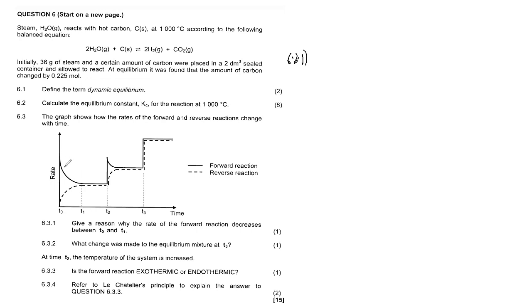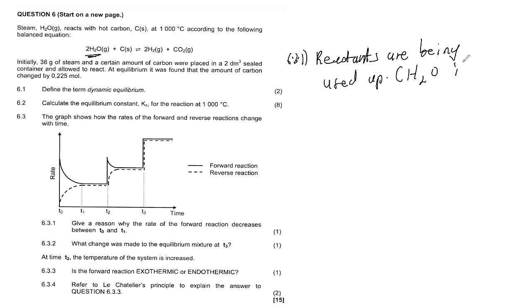So, which is why every time you are looking at our graph initially for the forward reaction, we always see it decrease here, because remember, initially the reactants will be used up. So it's because reactants are being used up, right? So the reactants are being used up. Now, to be more specific, we can say it is actually the steam H2O. So H2O is being used up, right? And then, okay, let's now proceed.